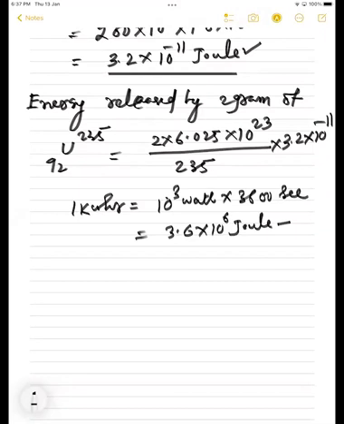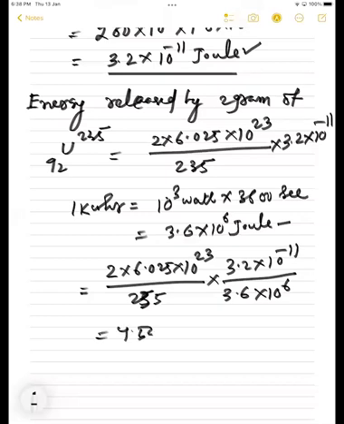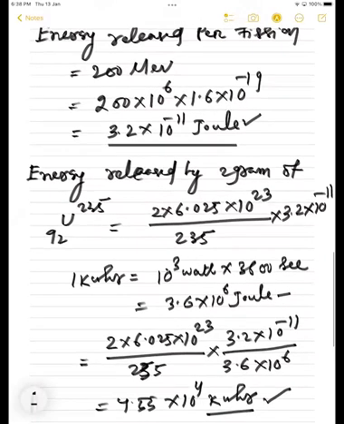So that is again equal to 2 into 6.025 into 10 to the power 23 divided by 235, into 3.2 into 10 to the minus 11 joule that was there. So we'll convert it by dividing by 3.6 into 10 to the power 6. By solving this, in total you will get 4.55 into 10 to the power 4 kilowatt hour. Understood? Just note it.